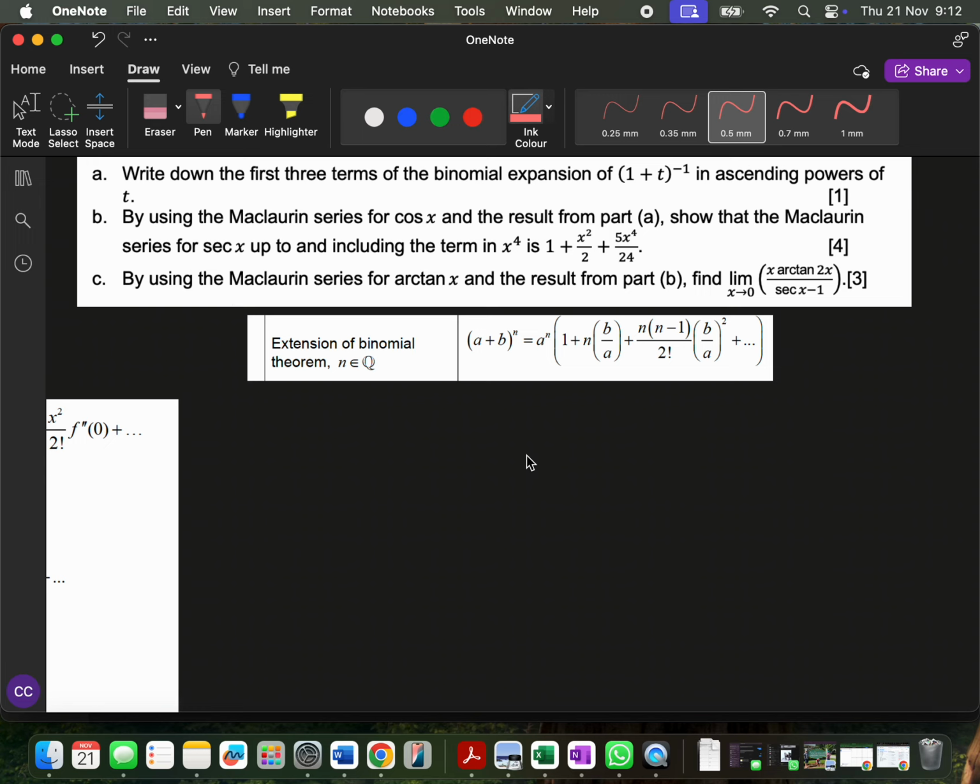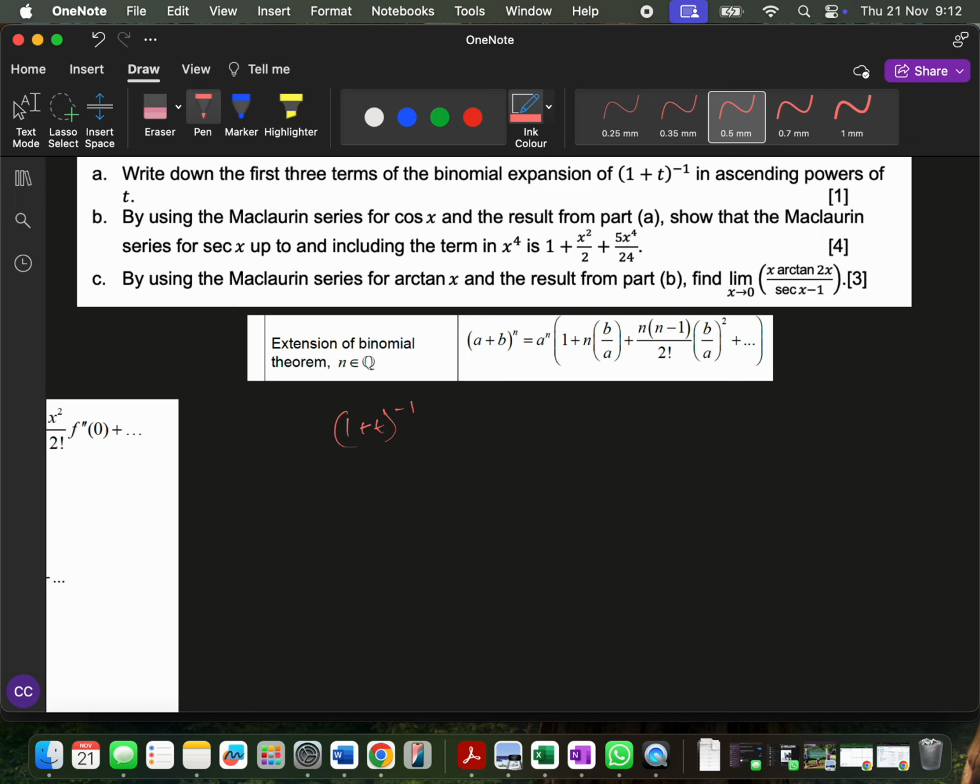All right, so this is a question from our review pack that is dealing with binomial expansions, then a Maclaurin series, and then using a Maclaurin series to test a limit. So to start, we have to do the first three terms of (1 plus t) to the negative 1.